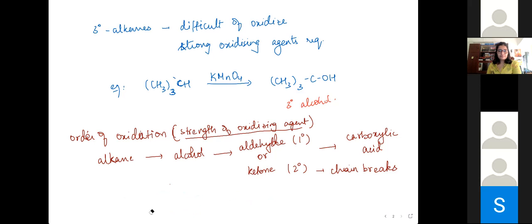Ma'am, I had a doubt. So if there is only a strong acid, then it will be turned into an aldehyde, or else it will be directly turned into something else. Could you explain this again? I did not really understand.